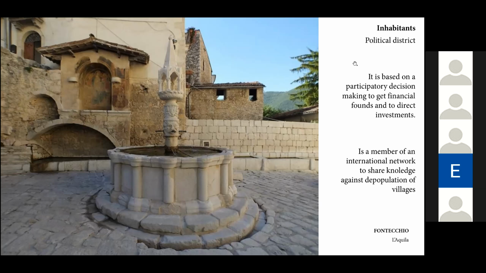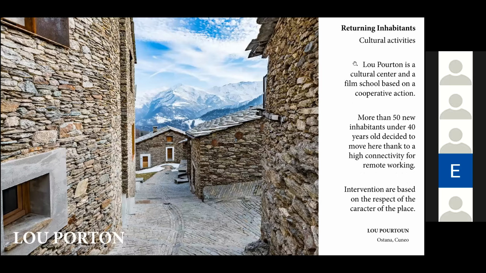Other cases, I go very quickly, just to have an overview, and afterwards, if you want, we can discuss. It is the case of returning inhabitants, sometimes connected with cultural activities. This is a Luperton example, a cultural center and a film school, again based on cooperative action. The presence of this cultural center, which is a new building, attracted more than 50 new inhabitants under 40 years old. This is another important element to attract the young generation, thanks for example to the high connectivity for remote working, which is one of the problems of the inner areas.